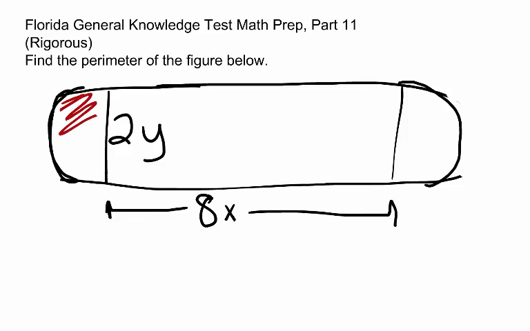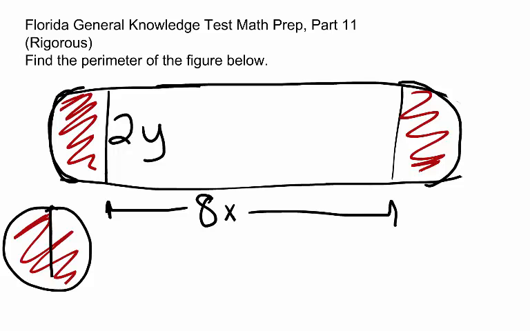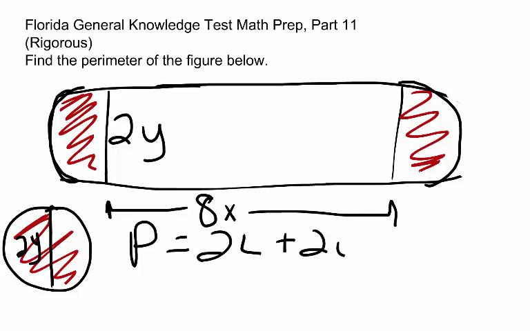In other words, if we take the two half circles and put them together as one circle, that line represents the distance across the center of the circle, or its diameter, 2y. Now we also know that the formula for perimeter is P equals 2 times length plus 2 times width. And we know that the circumference of a circle can be found by the formula pi times diameter.